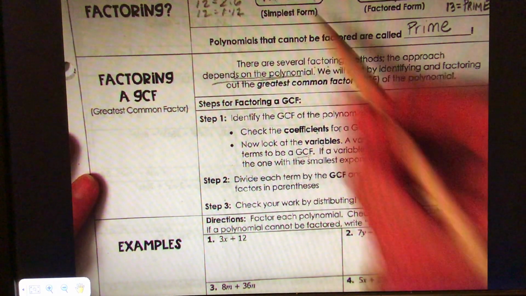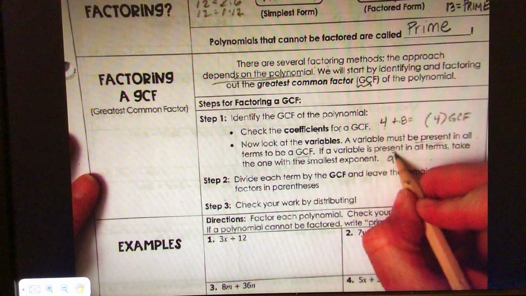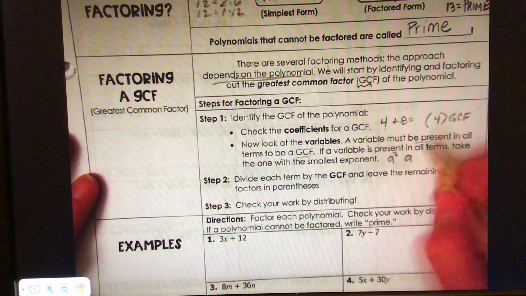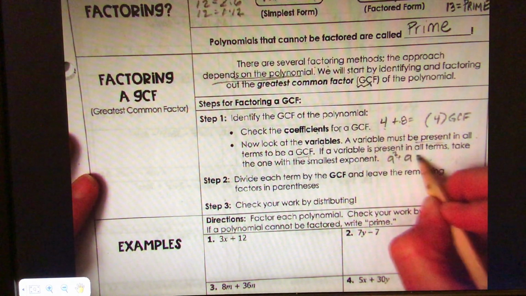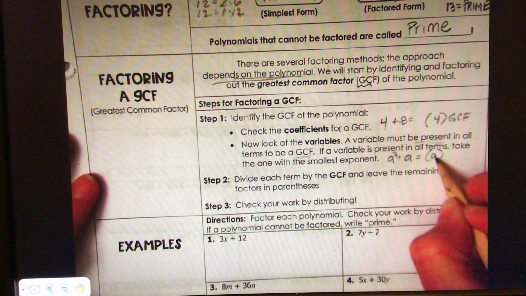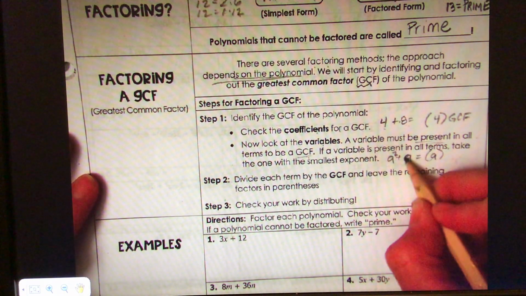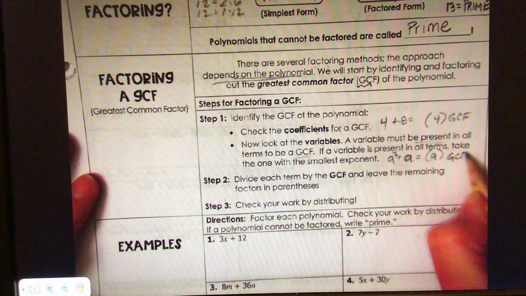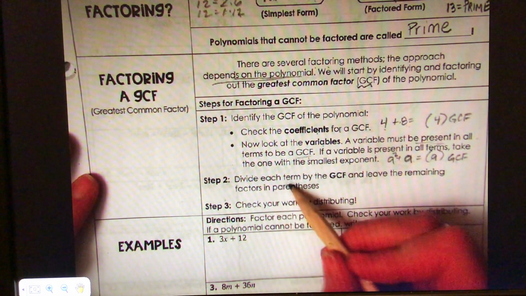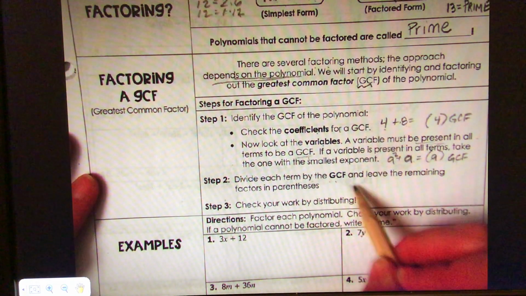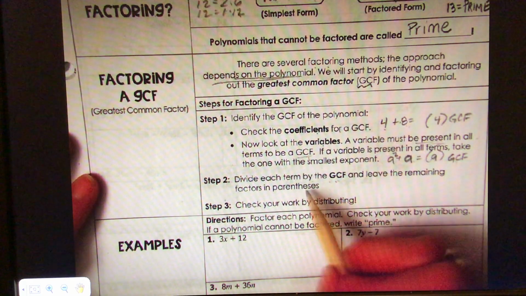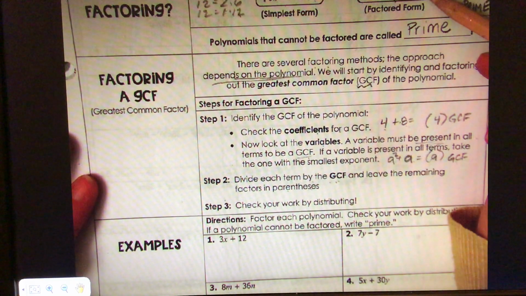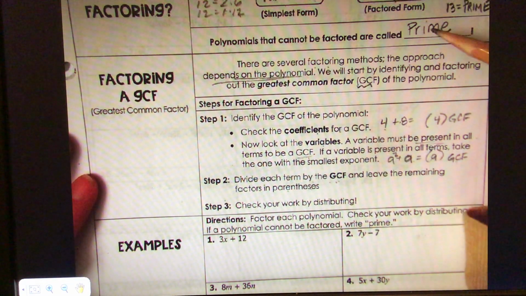So if I go back to my example here, I'm just breaking this apart, I had a squared, if you think about it, and I had a. So the GCF, this was present in both terms, and I'm going to take the smaller term. So a is in fact what they both have in common. That's the greatest common factor. Now we divide each term by the greatest common factor, and whatever is left over becomes the other factor in the parentheses.